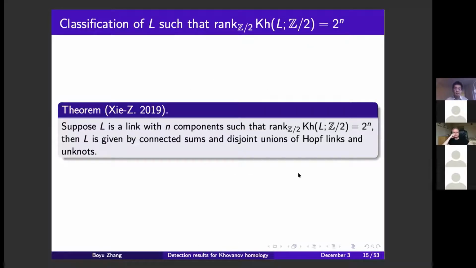And the first result I would like to present today is that we actually have a positive answer to the question asked by Baldwin and Sivek. And we proved that indeed, if a link L achieves the lower bound on Khovanov homology, then it has to be given by connected sums and disjoint unions of Hopf links and unknots, and therefore we can easily find a complete classification of all such links using combinatorial language from this characterization. And using similar arguments, we also obtained some other detection results of the Khovanov homology.